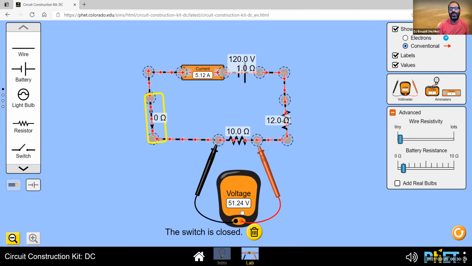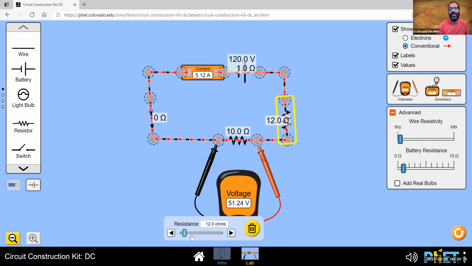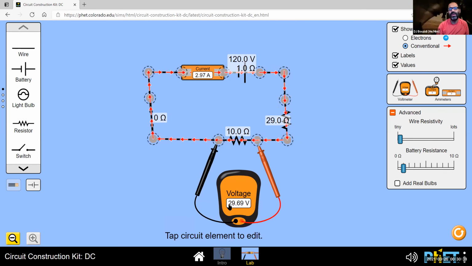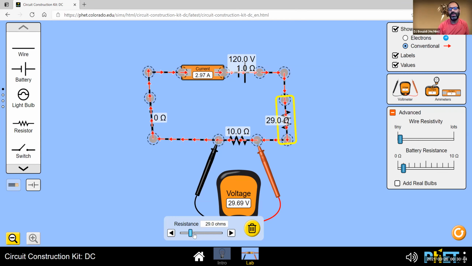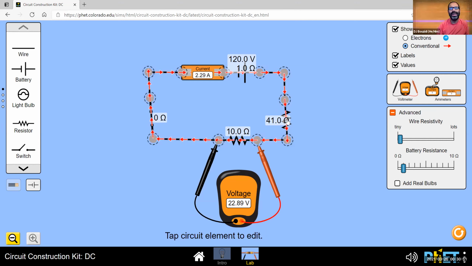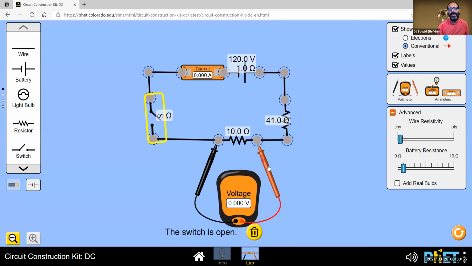So now I have 51.24, and I have in here 5.12. That's 10. I'm going to change the current in this resistor to another value, 29.67, and in here I have 2.97. Change this value now, third point, 22.89 and 2.29, and so on and so forth, okay? So I'm going to get 6 values in here. Once I'm done with that, I'm going to stop this one.